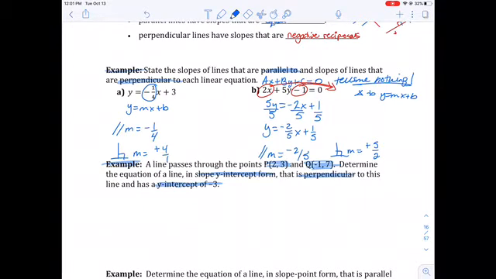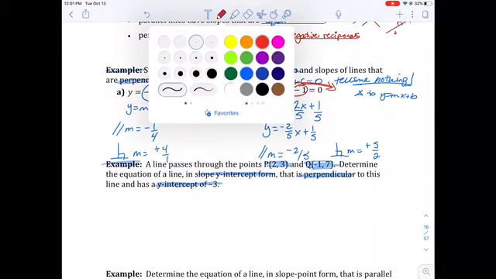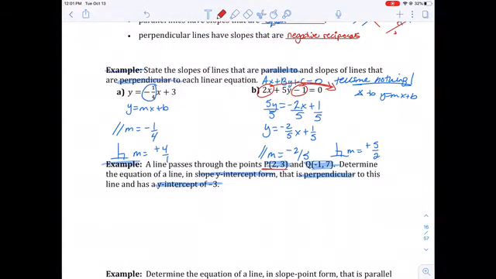So the first thing, let's just kind of carefully figure out what they're asking. We know a line passes through these 2 points. We want the equation of a line that is perpendicular to PQ, and it has a y-intercept of negative 3. And we want our equation in slope-intercept form. So that's y equals mx plus b. And I right away know that my y-intercept is negative 3.